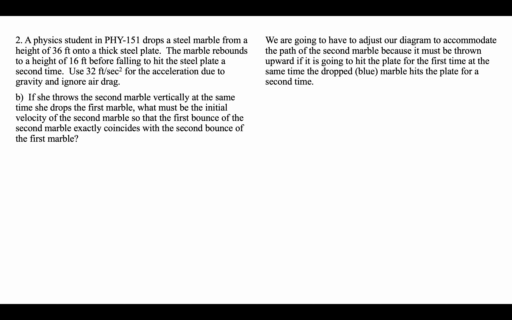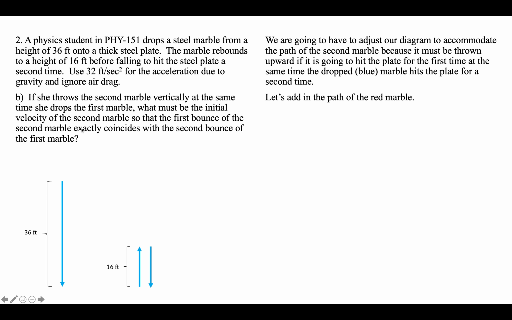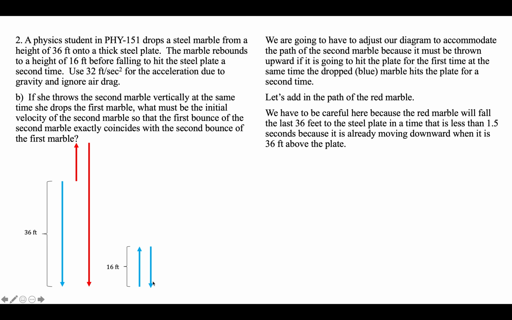We're going to have to adjust the scale of our diagram because 36 feet would have gone up into the words. So we squished it a little bit because the red marble has to be going up. So let's put the red marble in there. We throw it up the same time we drop the blue marble. Goes up and then comes back down. This whole path has to take 3.5 seconds because the second bounce is also 3.5 seconds. We have to be careful here.